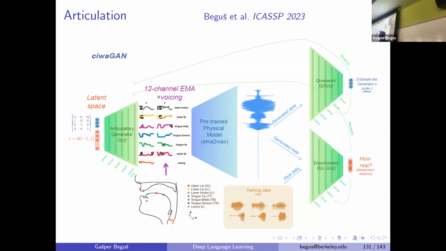I mean, there are German labs who try to do it analytically, but it was very hard. Now we just take a model that is pre-trained for that task, freeze it during learning, and now my generator needs to move the 12 EMA channels plus voicing, because EMA doesn't have voicing, into waveform.